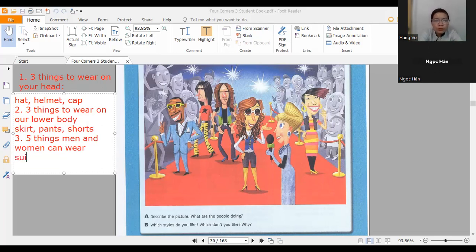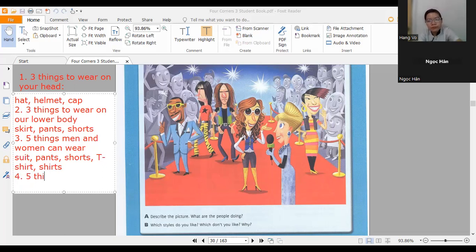Suit. Yes. Okay. Pants. Shorts. T-shirts. And shirts. Okay, now finally, tell me five things to wear on our feet.